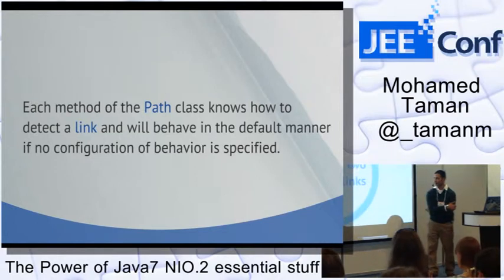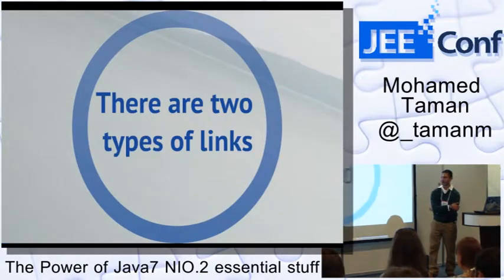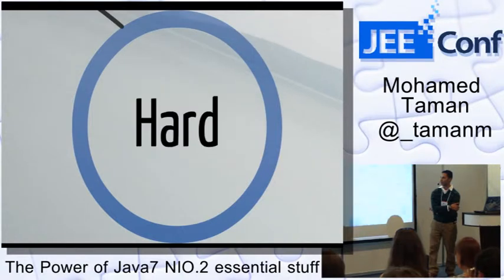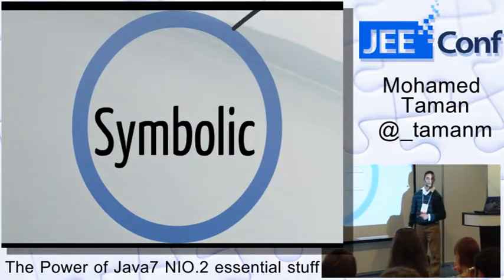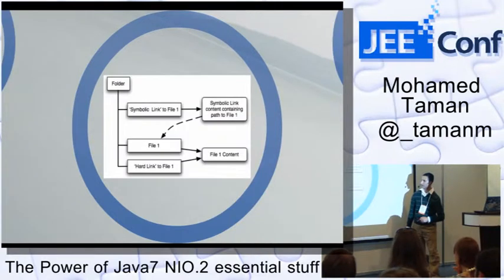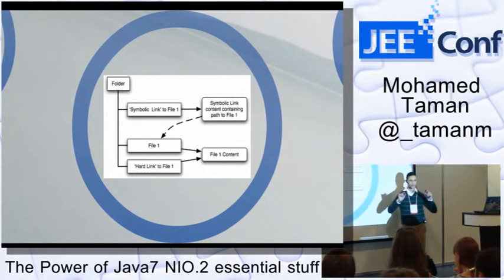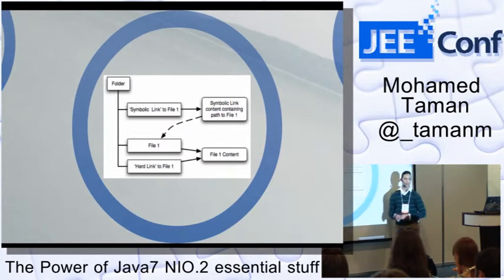There are two types of links, hard links and symbolic links, and this example will get you familiar with them. This is the folder. This folder contains a file1, and do you remember that the file is just an address for the content on the hard disk? Think of this as the content of file1, and this is just the name, the pointer that references the start and the end of the data.